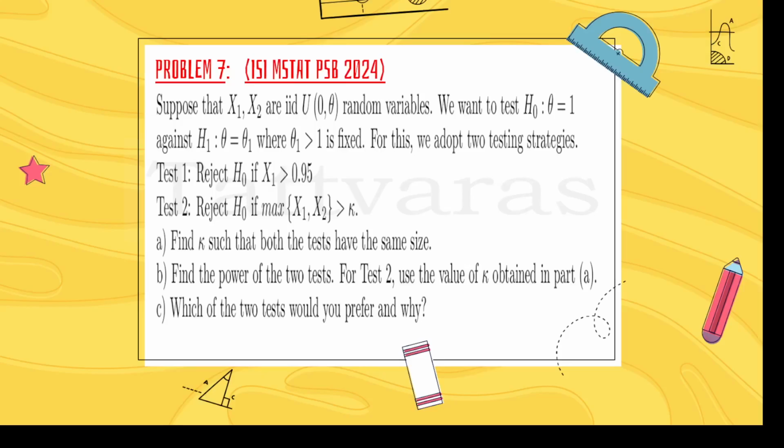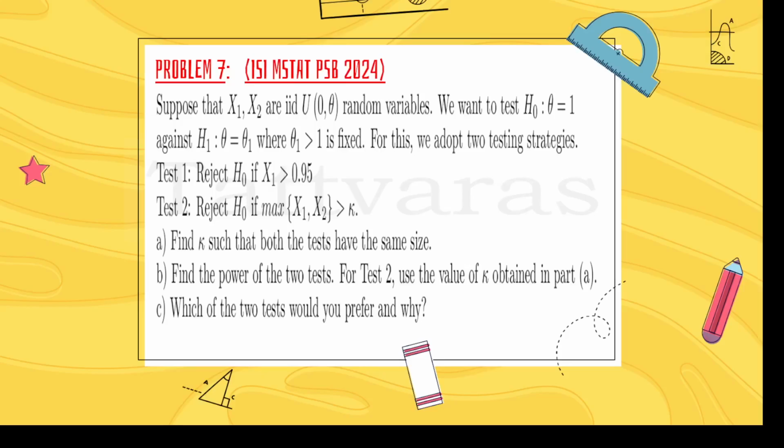So we are given two random variables X1 and X2, IID Uniform(0, θ). We want to test H0: θ = 1 against H1: θ = θ1, where θ1 greater than 1 is fixed.